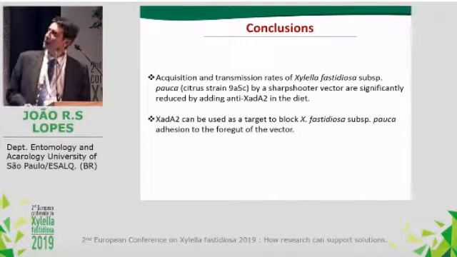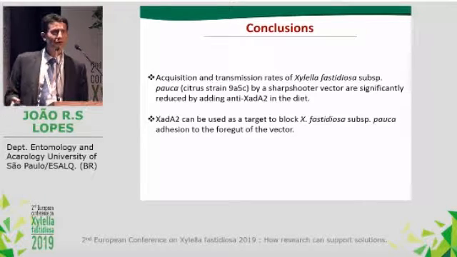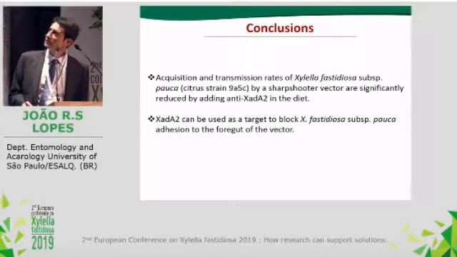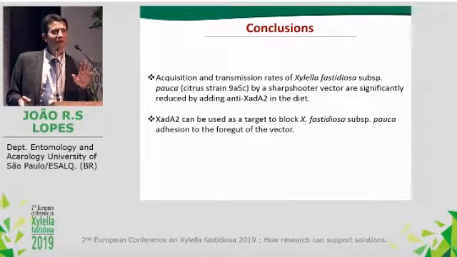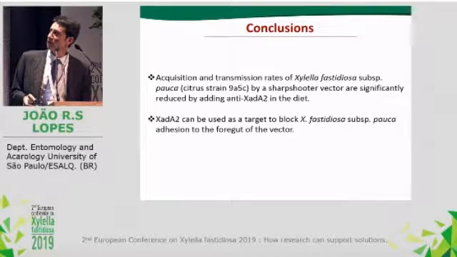So in conclusion, we could demonstrate here in this very simple assay that this protein, ZAD-A2, is important for acquisition and transmission. We didn't have a total blocking effect, and this can be explained by the fact that other proteins are also involved. So it's a complex process. So you need to act maybe on more than one protein to get a complete blockage.